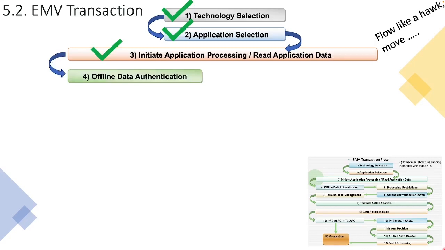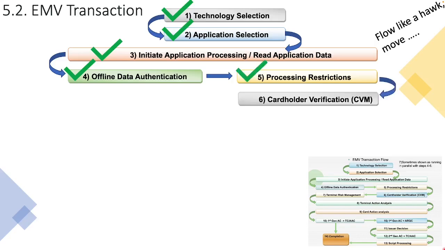We then go into step 4 of the transaction, where the terminal verifies that the card is authentic. Thereafter, we go into step 5, and in step 5, we validate that the transaction itself is valid. We move on to step 6, and in step 6, we verify that the card holder, that is Bob, is the genuine or the authorized card holder for this transaction.